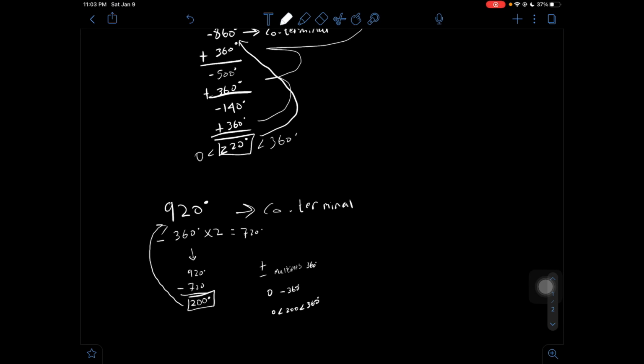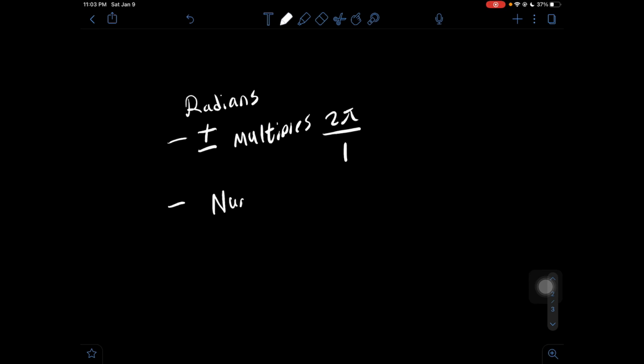Now how about we find out how to calculate it in radians? We're going to do the same thing. Let's get the rules for radians. In radians, you can add or subtract multiples of 2 pi over 1. Then your numerator must be less than 2 times your denominator.